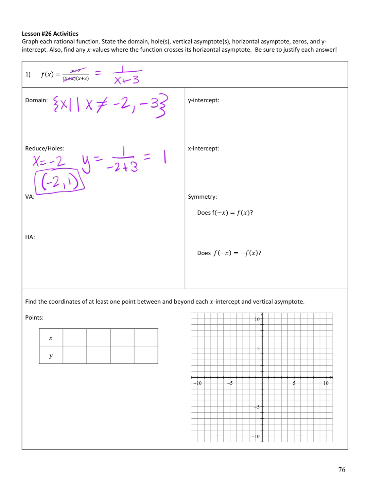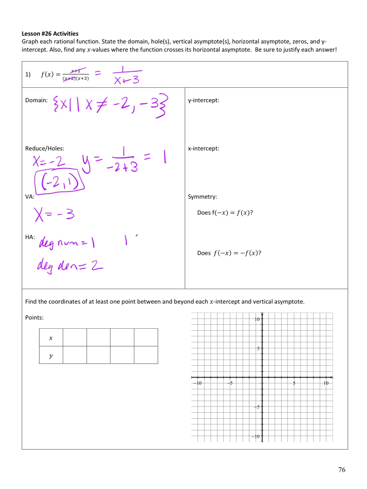Okay, vertical asymptotes are places that make the denominator 0 but not the numerator. So that would happen when x equals -3. Horizontal asymptotes, to find those, you compare the degree of the numerator to the degree of the denominator. So in this case, the degree of my numerator is 1 because it's x to the first. The degree of my denominator is 2 because if you multiplied these two factors together, you'd have an x squared. So the highest power on x would be 2.